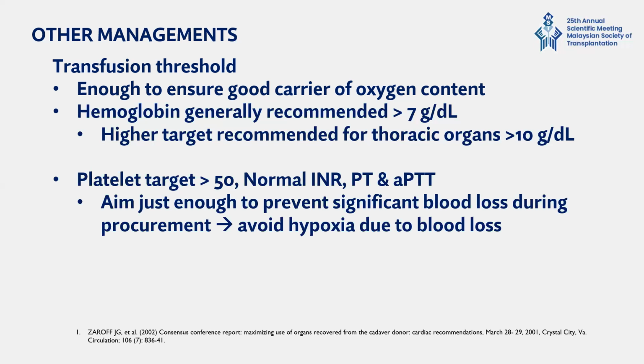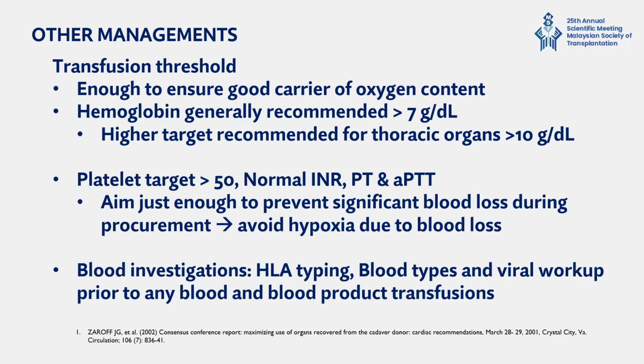Platelet target more than 50, normal INR, PT and APTT. Aim just enough to prevent significant blood loss during procurement. This is to avoid hypoxia due to blood loss during procurement. So blood investigations, HLA typing, blood types, and viral workup need to be taken prior to any blood and blood product transfusion. This is to avoid confounding factors in the investigation.